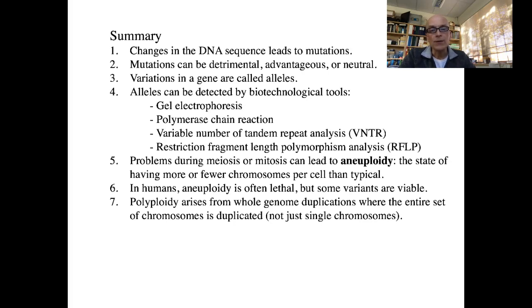We talked about problems during meiosis and mitosis and how that can lead to having extra or missing chromosomes, and that state is called aneuploidy. We said that in humans, aneuploidy is often lethal, but some variants are viable, and we discussed some of those viable variants. And at the end, we talked about a phenomenon called polyploidy, which is the duplication of the entire genome and not just single chromosomes.